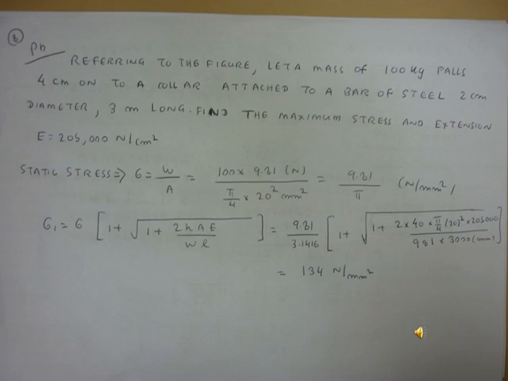So the impact stress sigma1 equals sigma multiplied by 1 plus square root of 1 plus 2hAE by WL. In this case, sigma value is 9.81 over pi, h value is 40, A value is pi by 4 into 20 square, E value is 205,000, W is 981, and L is 3,000. By substituting those values, we can calculate the impact stress sigma1 equal to 134 Newton per millimeter square.